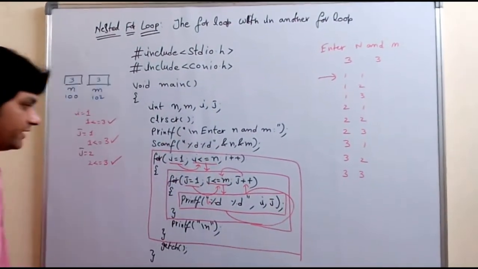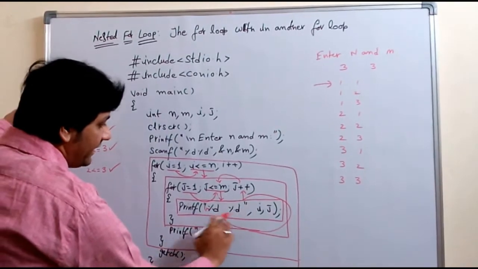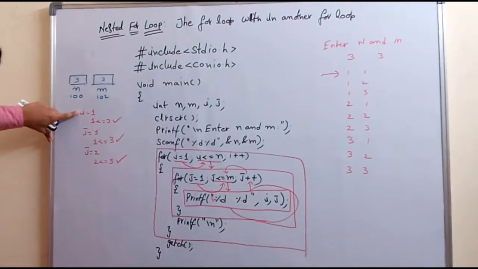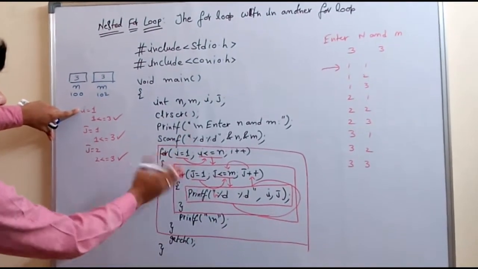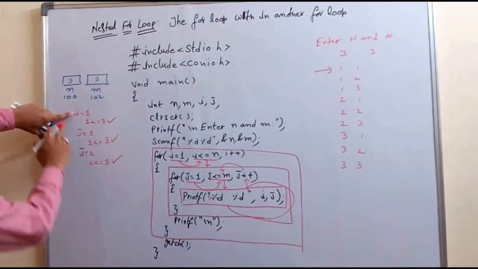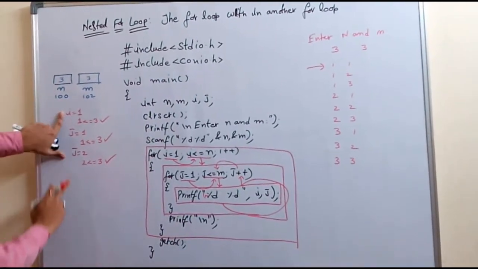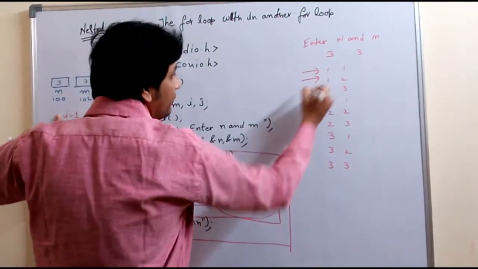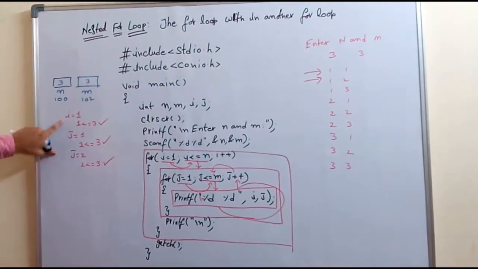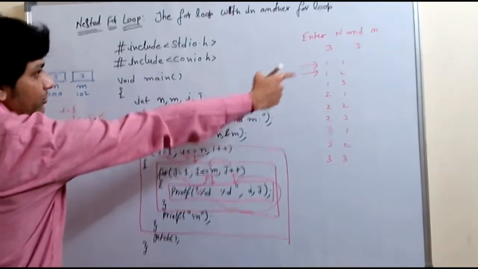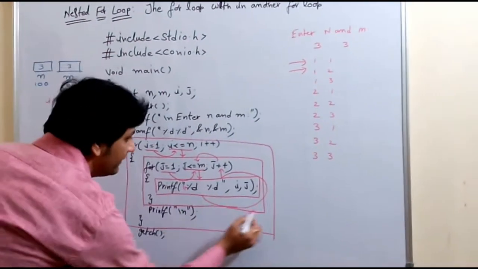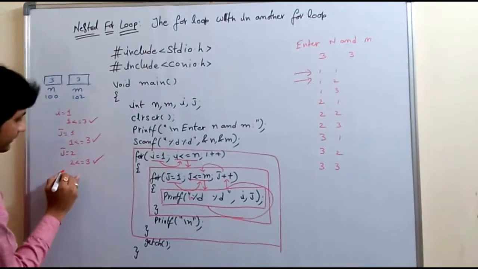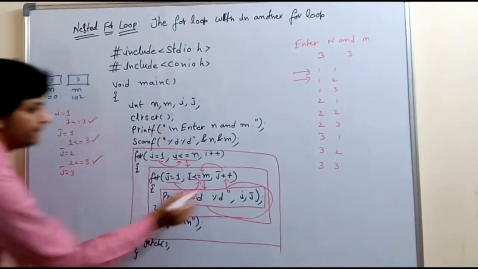Once again it is coming. Now see here, we are printing i and j. What is the i value? The i value is 1 because it is in the outer loop, and the j value is 2. So what is the output? 1, 2 is going to be displayed because i is 1 and j is 2. That is the output. Next, once again, j plus plus, j becomes 3.